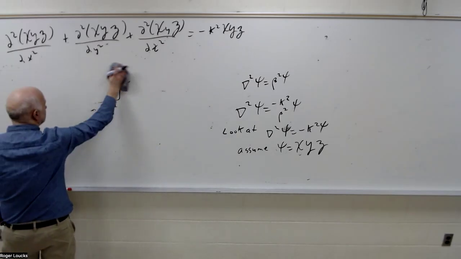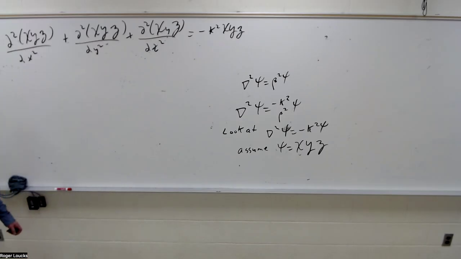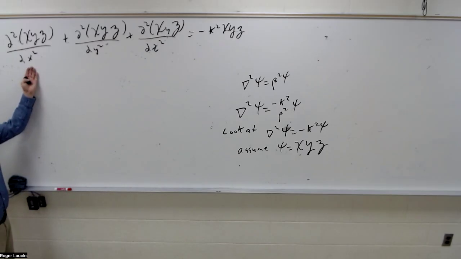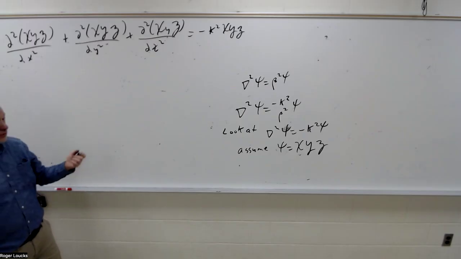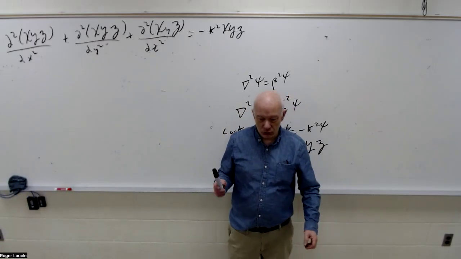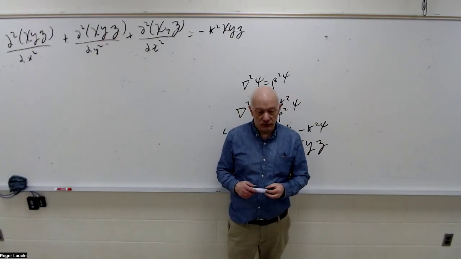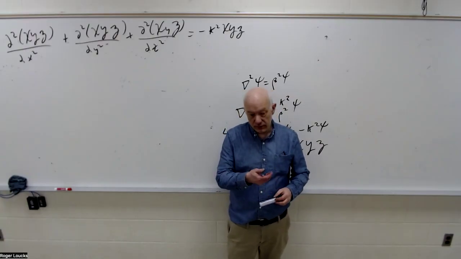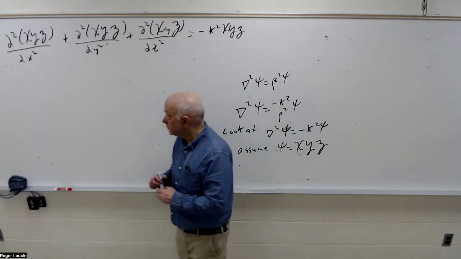Okay, you tell me the next step. What can I do with this string here? You take out the constant. If you tell me what you mean, because I don't see any constants there. The y and z do not depend on x, so therefore they come out of that partial. Okay.